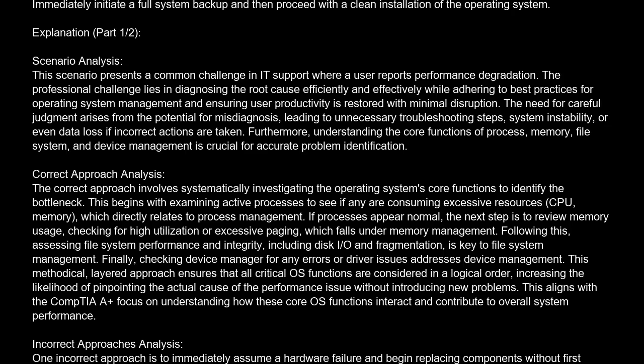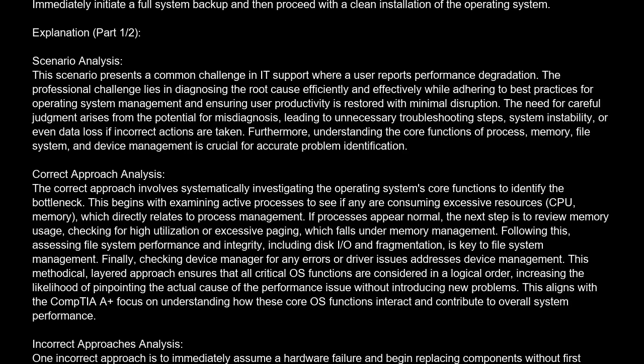The correct answer is D. Immediately initiate a full system backup and then proceed with a clean installation of the operating system. Explanation. Scenario analysis. This scenario presents a common challenge in IT support where a user reports performance degradation. The professional challenge lies in diagnosing the root cause efficiently and effectively, while adhering to best practices for operating system management and ensuring user productivity is restored with minimal disruption.